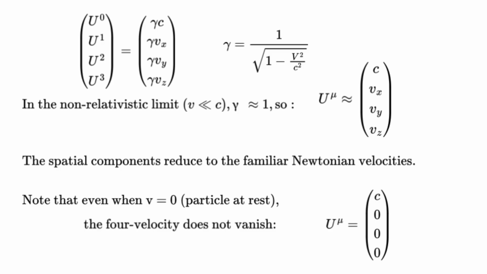In the non-relativistic limit, v much less than c, γ is approximately equal to 1, so the spatial components reduce to the familiar Newtonian velocities. Note that even when v equals 0, a particle at rest, the four-velocity does not vanish.